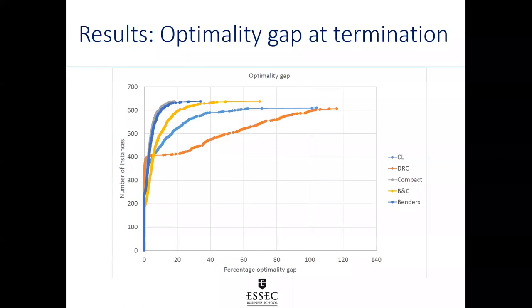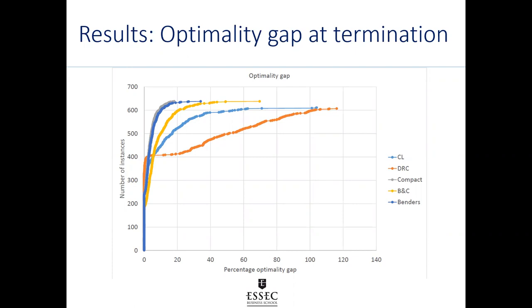In general, we observed that Benders is better than branch and cut because everything is done automatically by CPLEX. So those two formulations are equivalent, but given that everything is done automatically by CPLEX, it is faster. The compact formulation does better for optimality gap, but all three approaches are better than the two of the state of the art.